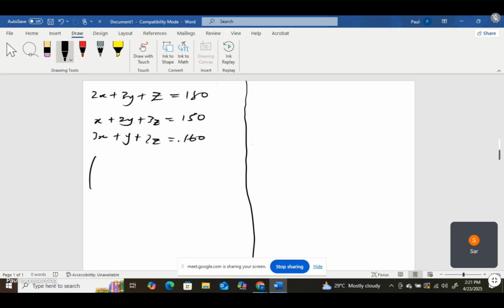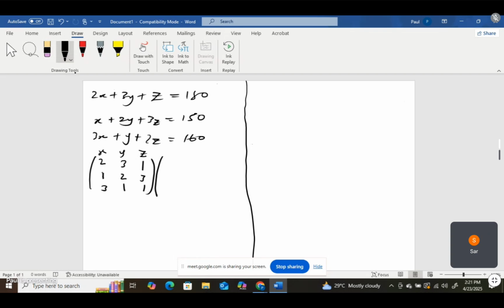So here you get 2. This side is x, this side will be y, and the last side will be z. So the coefficient of x will be written; that's why I wrote 2 here. The second one will be 1 and the last one 3. So here 2, the y column will be 3, 2, and 1. Then the last one will be 1, 3, 1.